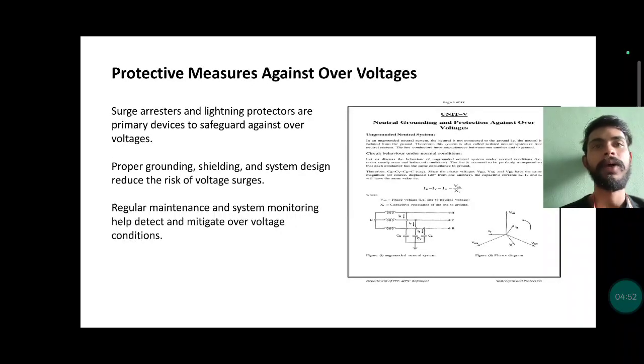The next one, protective measures against over voltages. Surge arresters and lightning protectors are primary devices to safeguard against over voltages. Proper grounding, shielding, and system design reduce the risk of voltage surges. Regular maintenance and system monitoring help detect and mitigate over voltage conditions.